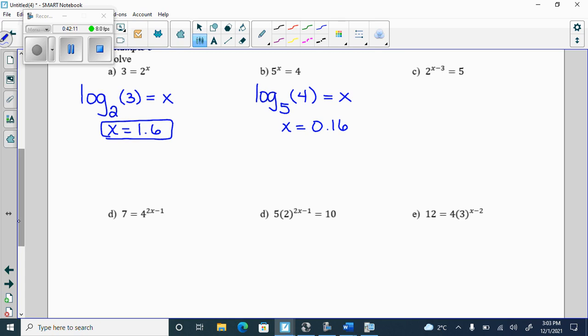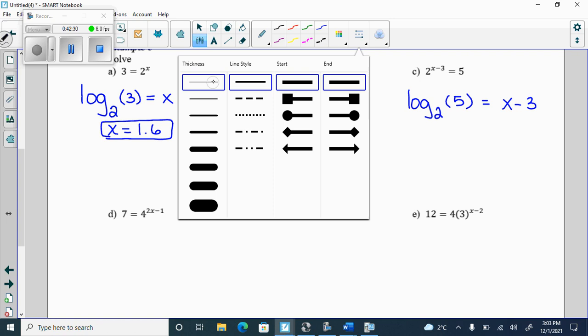For C, log base 2. What goes beside it? 5. And the catch with this one is it equals x minus 3. So I have to do what first? Add 3.